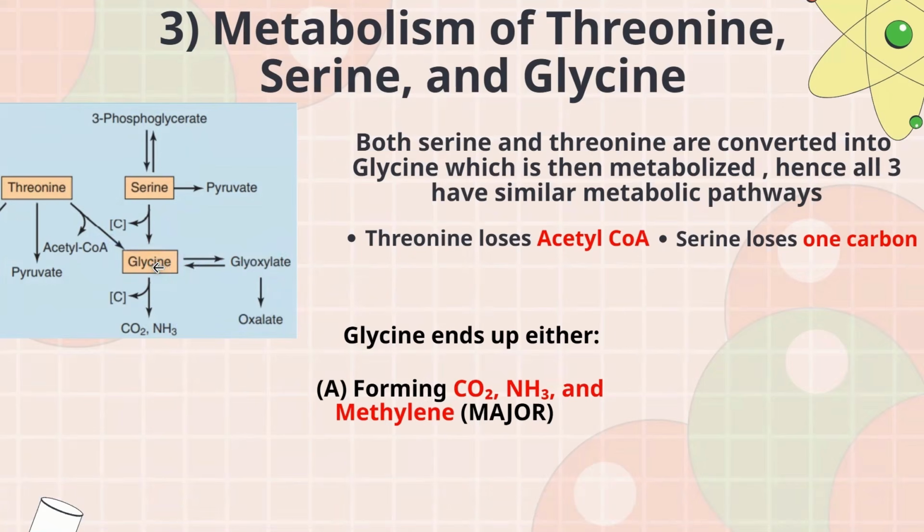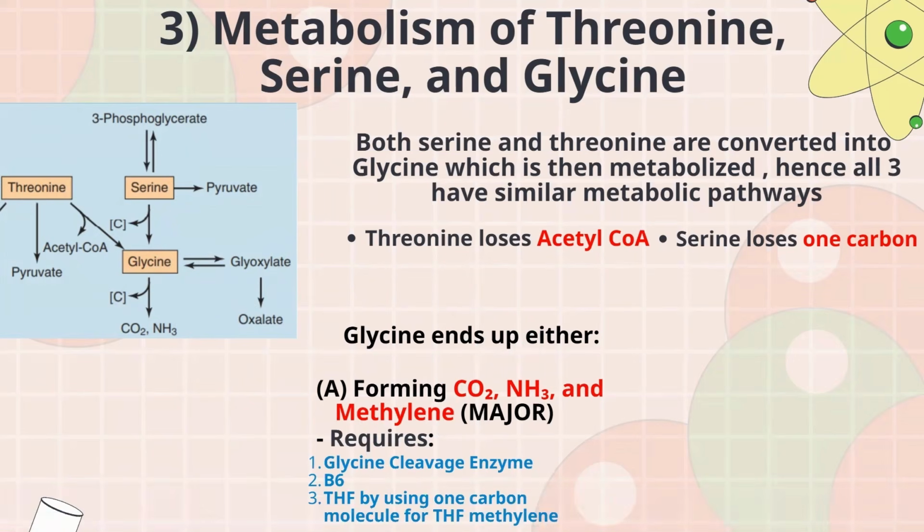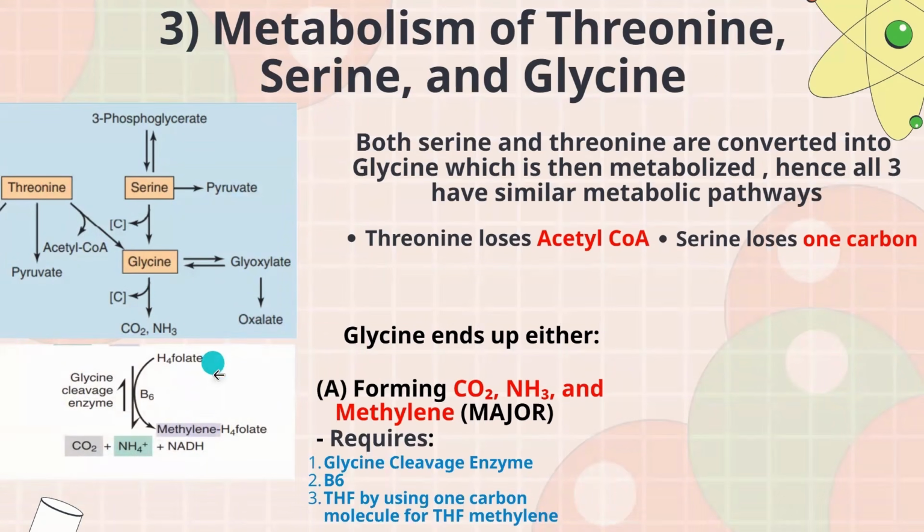So to form CO2, NH3, and methylene, it requires three things. Okay, and I want you guys to count with me on your fingers. First of all, it requires glycine cleavage enzyme, it requires B6, and it requires THF by using one carbon molecule for the THF methylene. Okay, that's about it. And yeah, here basically it is.